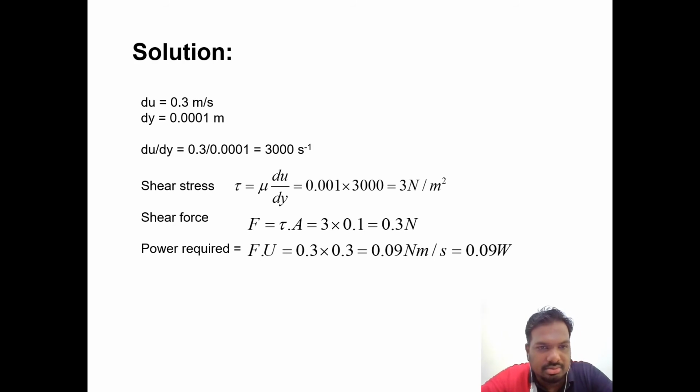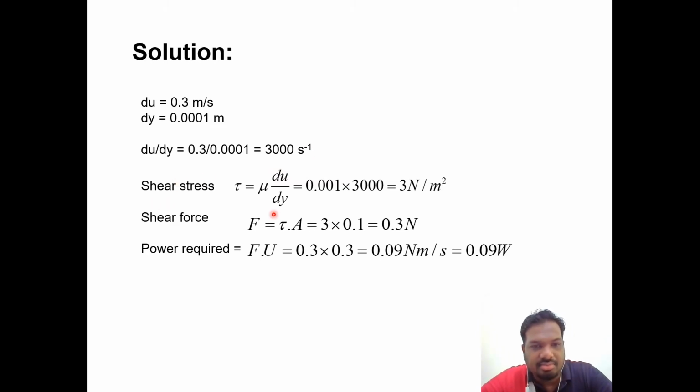Okay. So the solution we can see. The change of velocity, du, is 0.3 meter per second. The change of distance is 0.0001 meter. Okay, so the separation. Then du over dy equals 0.3 over 0.0001. So du over dy is 3000 per second.